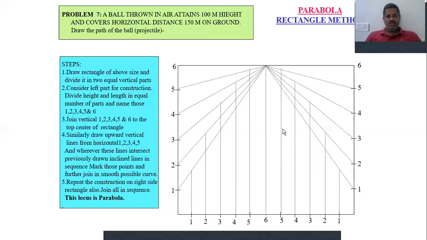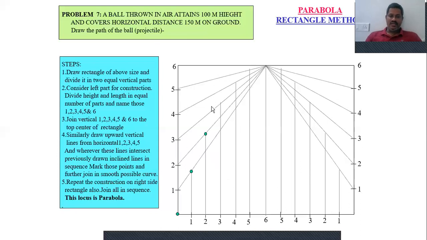Then repeat all these vertical lines for the right side of the rectangle also. So we have obtained the different points here. One is our starting point, of course the origin. Then this is our second point. For the third point, 2 and 2 intersect at this location.